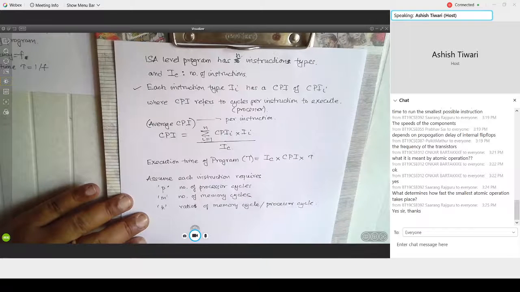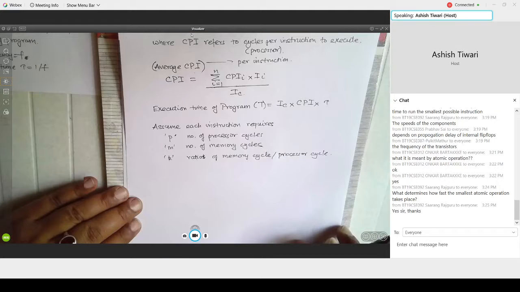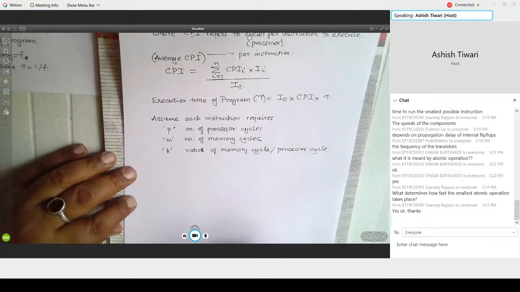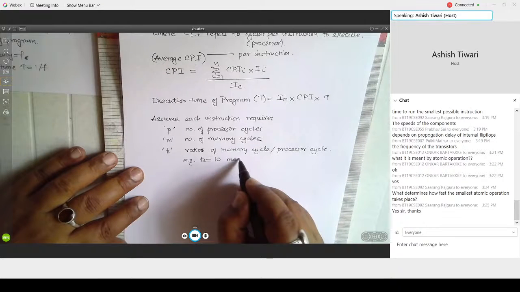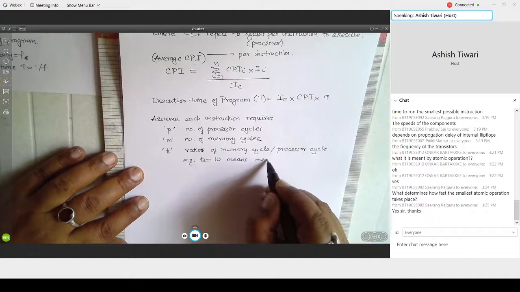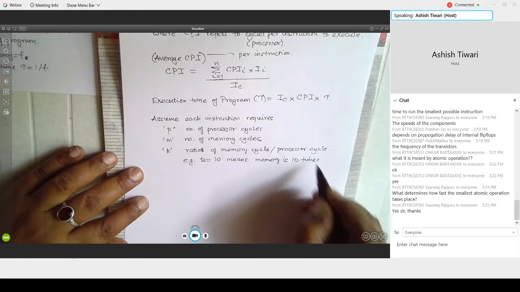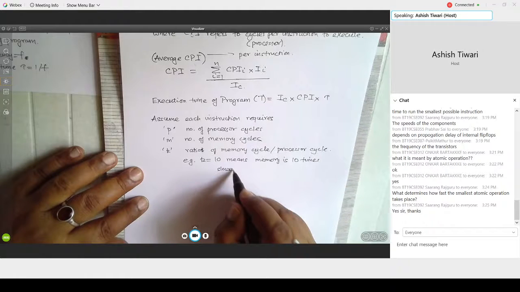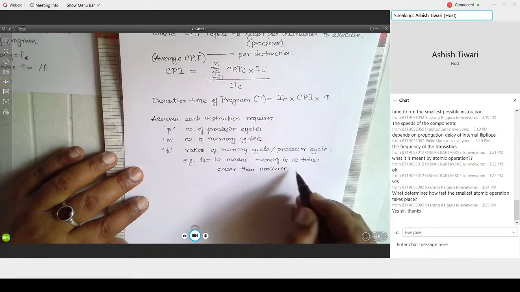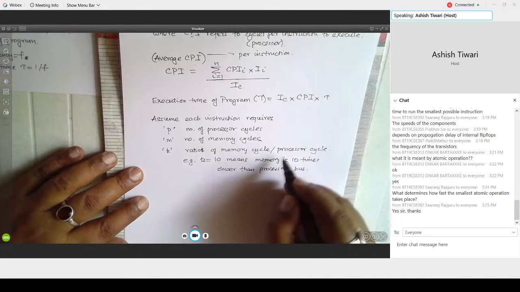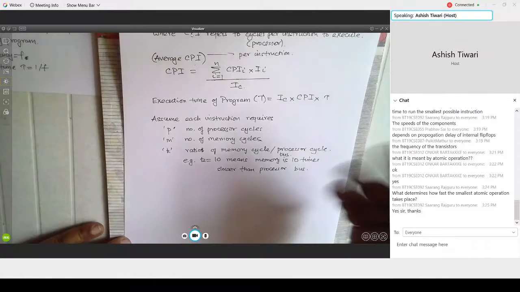What this means is, for example, K equal to 10 means memory is 10 times slower than the processor bus. So memory bus is 10 times slower than processor bus, right? Or memory is 10 times slower than the processor bus, right?